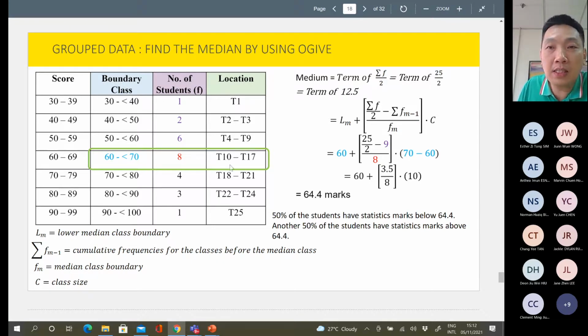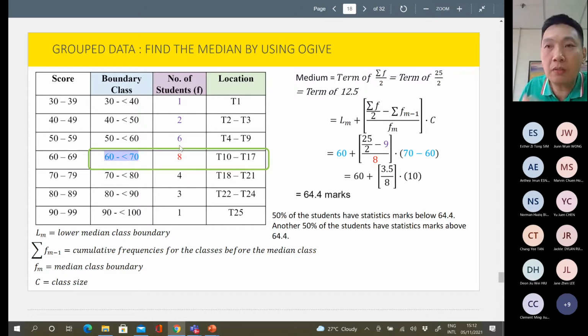Then the next class is for term 10 until term 17. So you may find that term 12.5 is within term 10 and term 17. So we can conclude this class is the median class. That means the median value should be between 60 but less than 70. The median value should be in between 60 and less than 70. That is the meaning.